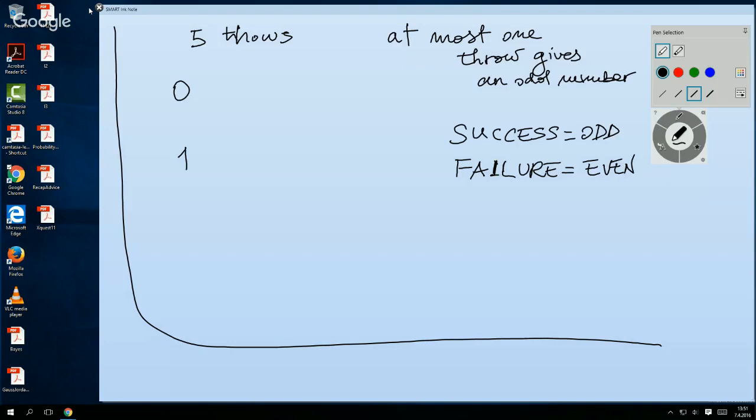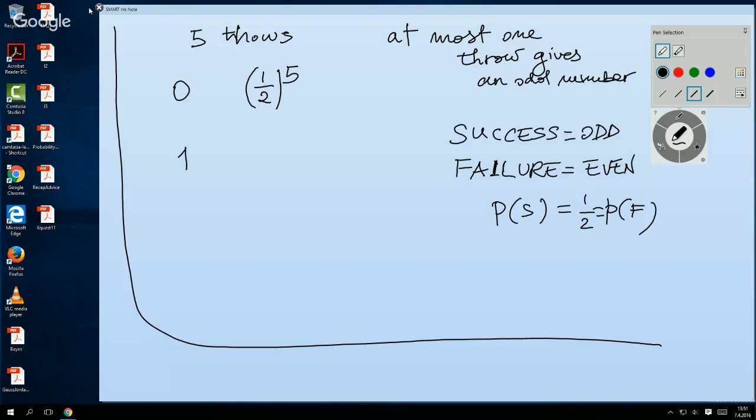What is the probability of success? Well, we calculated it before. S for success is a half. The probability of failure is also a half. Okay, so what is the probability of getting 0 successes? You get failure 5 times, and there is only one way of getting that. It's all failure, failure, failure, failure, failure.